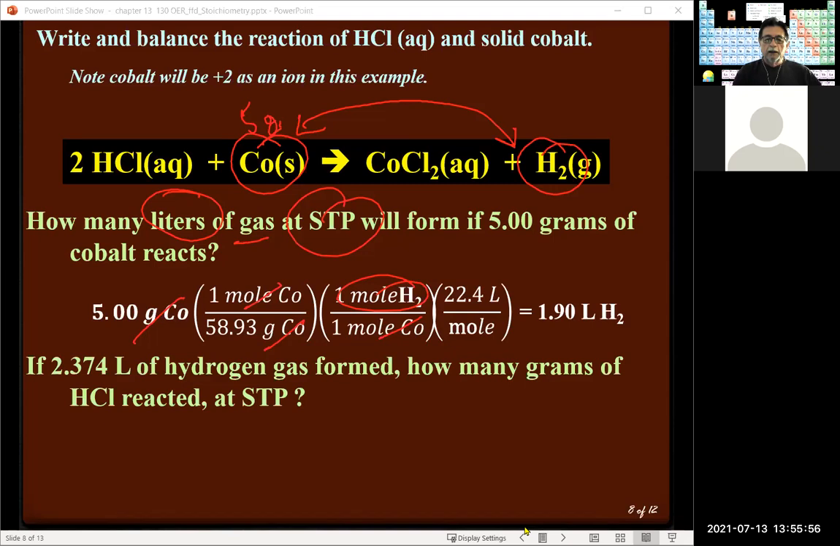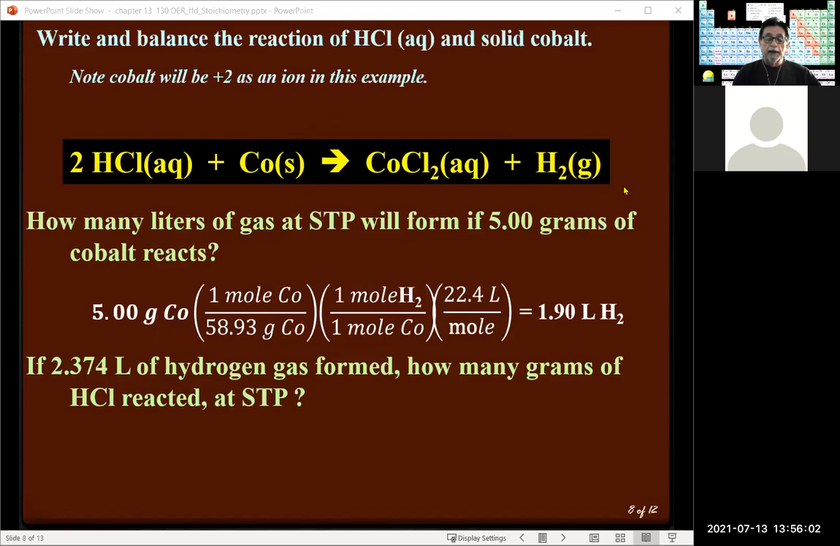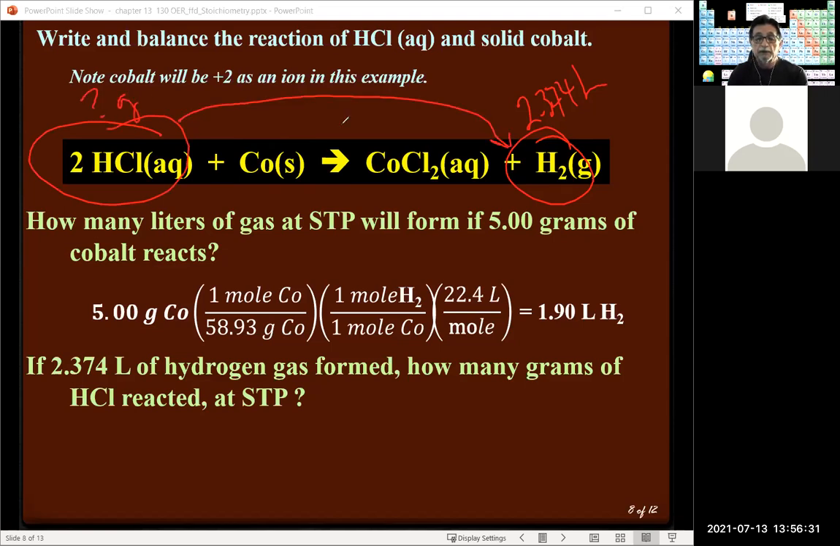Okay. All right. Clear the mess up a little bit. If 2.374 liters of hydrogen gas is formed, how many grams of hydrochloric acid reacted at STP? And so now let's identify where we are. If you made 2.374 liters hydrogen gas, question is, well, how many grams of hydrochloric acid were given? Okay.